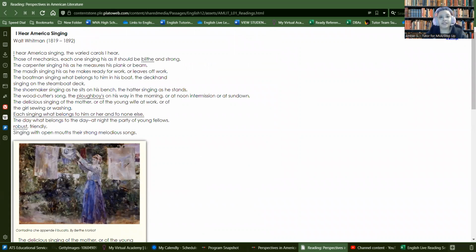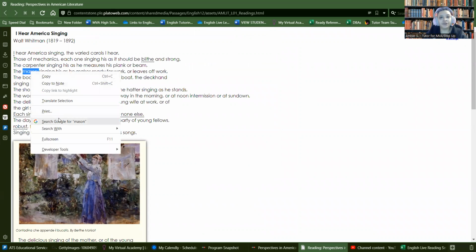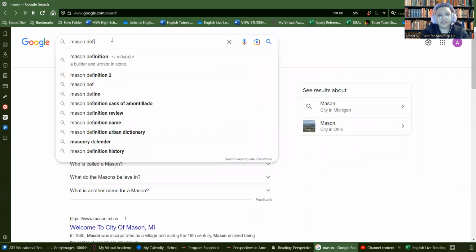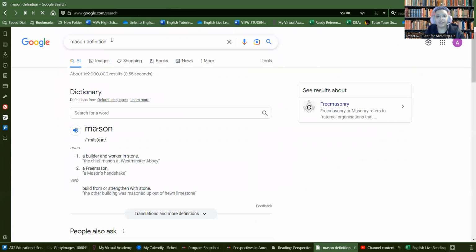So we have "The mason singing as he makes ready for work or leaves off work." For those of you who don't know what a mason is, we're going to search for this as well. We're going to go mason definition, and a mason is a builder or worker in stone. I'm sure that some of you have heard of Freemasons in terms of the organization. But before that was a big organization, Masonry was the art of working things with stone. So if you helped build buildings, mixing cement, stone, brick, that kind of thing, you were known as a Mason.